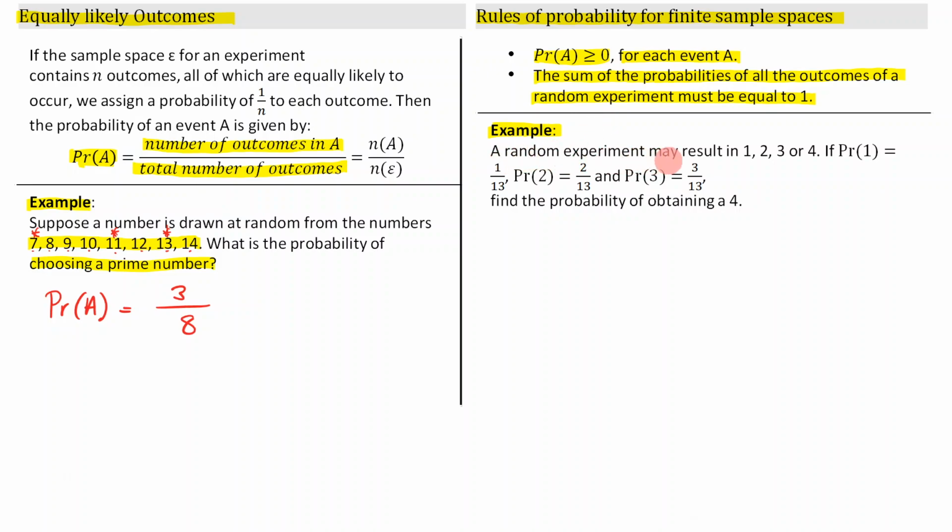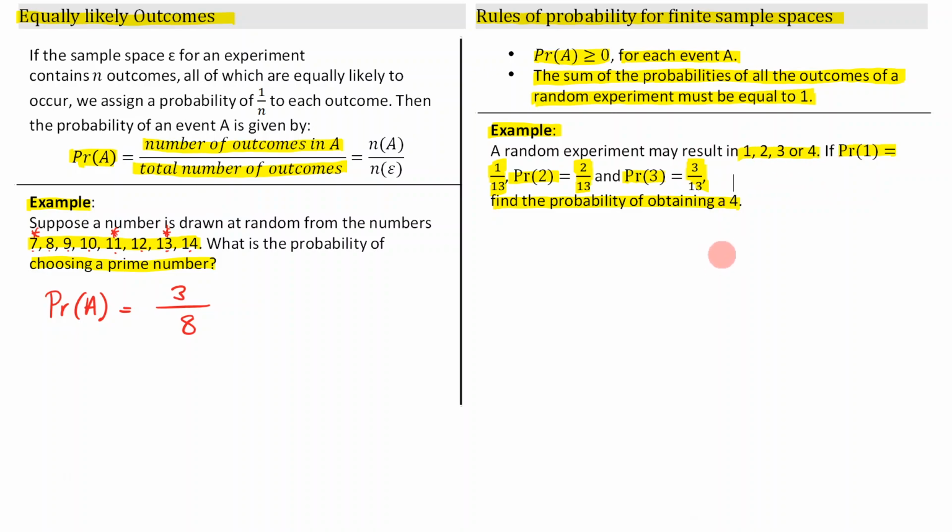A random experiment may result in 1, 2, 3, or 4. If the probability of 1 is equal to 1 on 13, the probability of 2 is equal to 2 on 13, and the probability of 3 is equal to 3 on 13, find the probability of obtaining a 4. What we need to utilize here is this line right here: the sum of the probabilities of all outcomes of a random experiment must be equal to 1. Meaning if I add the probability of getting a 1 or a 2 or a 3 or a 4, all of those are going to be equal to 1 because they're my only options. So there's a 100% chance that the experiment will result in 1, 2, 3, or 4.